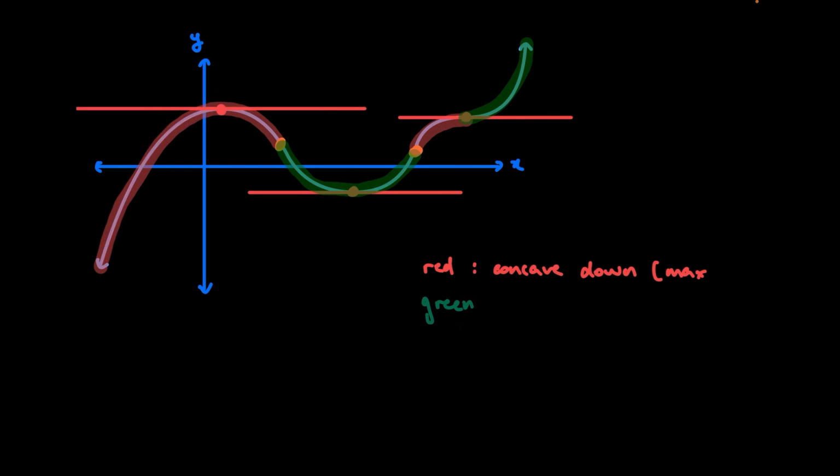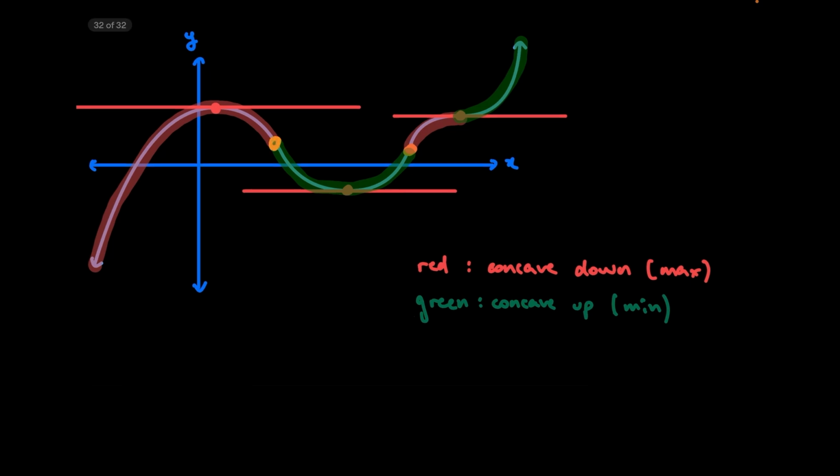And what about the green sections of the graph? The green sections of the graph are where we're forming happy faces. We're forming concave up regions on our graph. And these regions are concave up, and they will contain your minimum values of the graph.